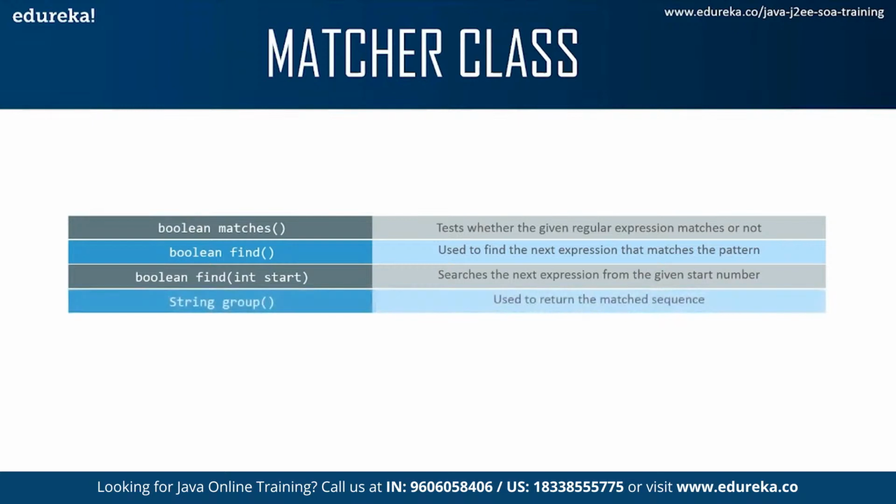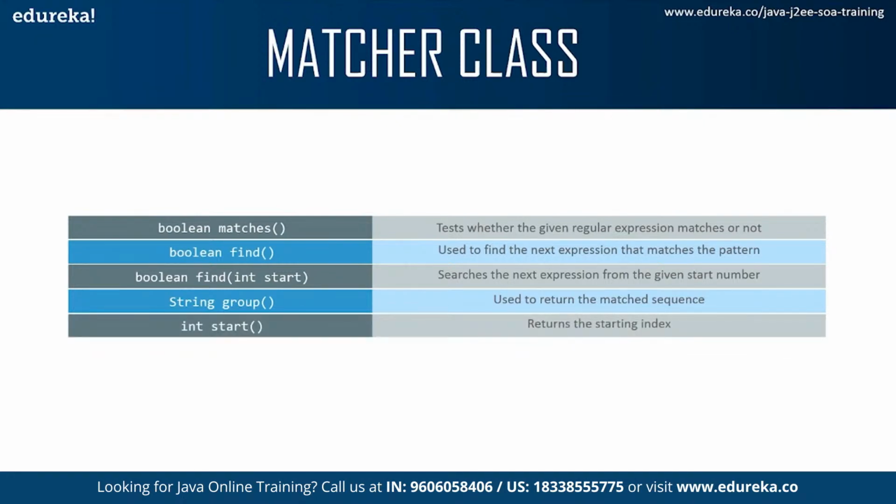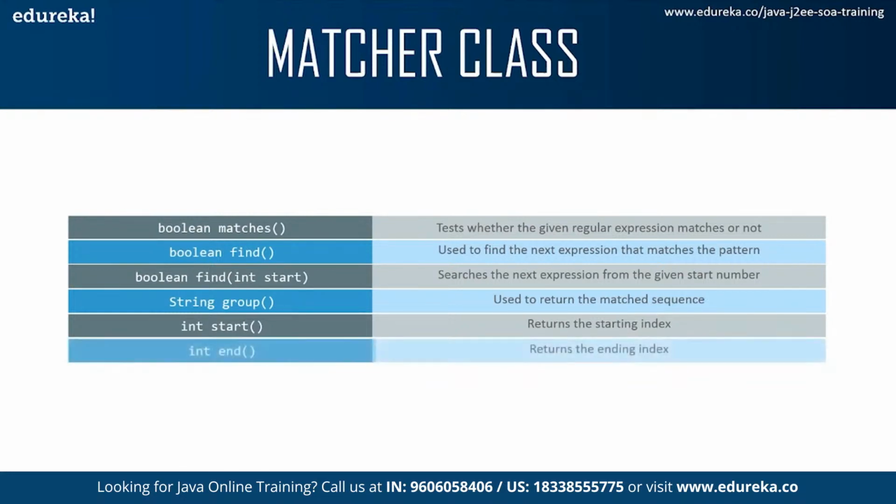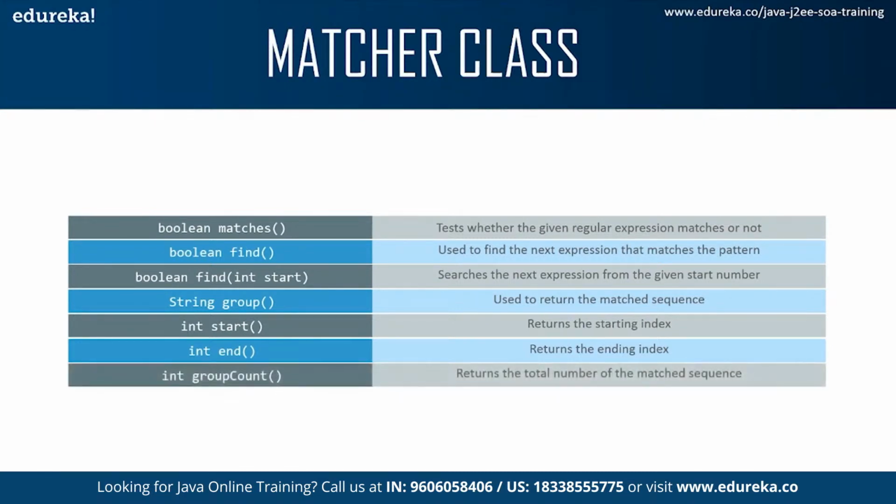You have one more method called String group. Again, this is used to return the matched sequence. When you get the proper match by using boolean matches and boolean find, you have to return the matched sequence, and to do that you need the String group method. Next, int start. This method is used to return the starting index of the regular expression. Similarly, int end is used to return the ending index of the regular expression. And you have the group count, which is used to return the total number of match sequences.